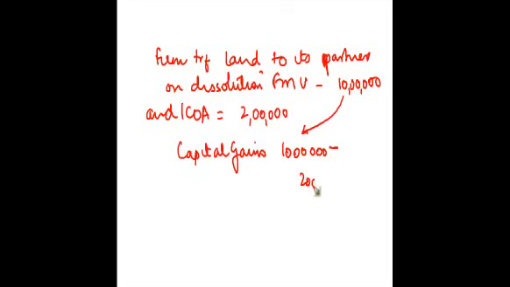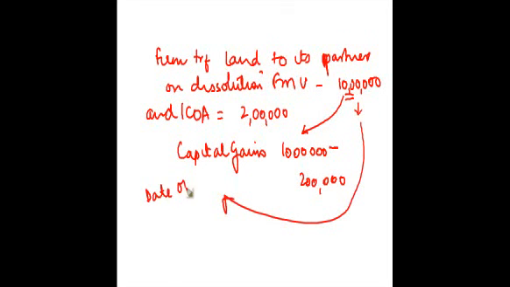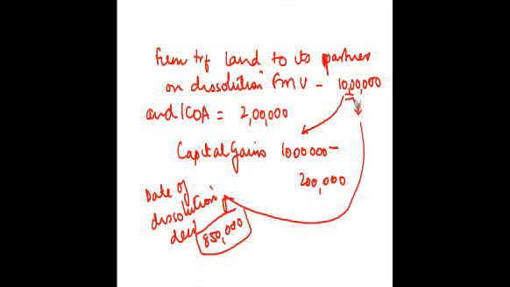If you are given two values, one on the date of transfer and the second on, let's say, the date of dissolution deed. Let's say on the date of the dissolution deed, the value was 8,50,000, and on the date of transfer, it is 10 lakh. Then this value has to be considered.